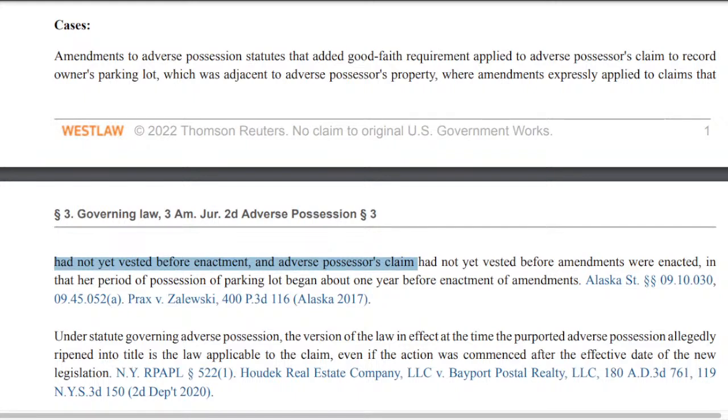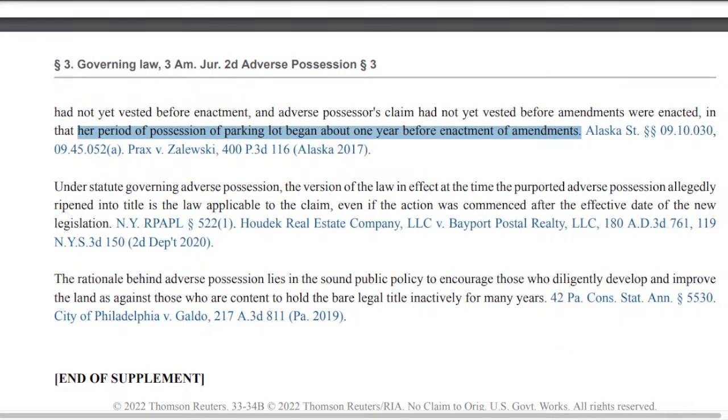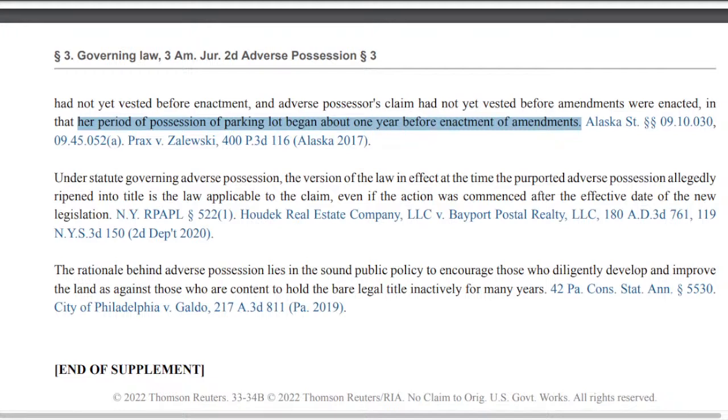So the ripening hadn't occurred, right? An adverse possessor's claim had not yet vested before amendments were enacted. Okay. Yeah, about 1 year before enactment of amendments. Wow. Well, that seems like something that needs to be read into. And that's 2017. Again, when these newer cases are out there, they usually go against well-established common law. So I'm always suspicious of the judges that are making these rulings. I'm not sure how the judges are there in Alaska.